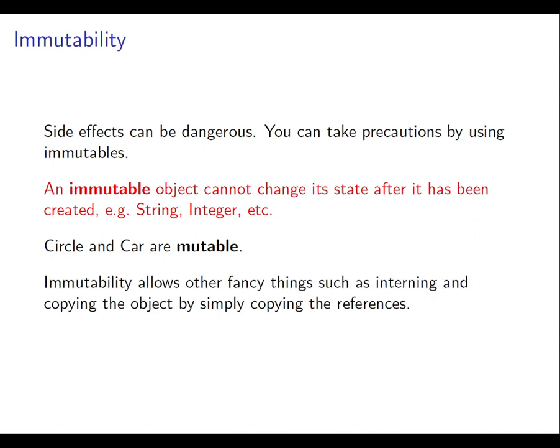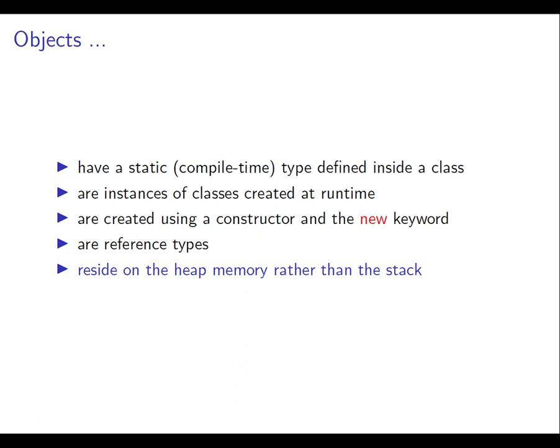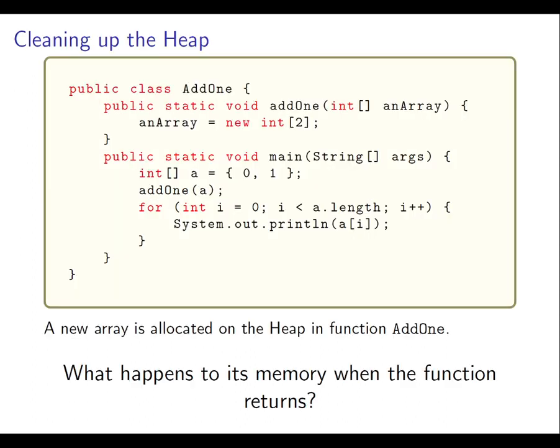One of the things immutability does is to allow stuff like interning, which we talked about a bit before, and of course copying the object by simply copying the references, because if you know that the state of the object can't have changed, then life becomes a lot easier. So now we've covered a bunch of this stuff, and we've now newly talked about the fact that objects reside on the heap rather than on the stack.